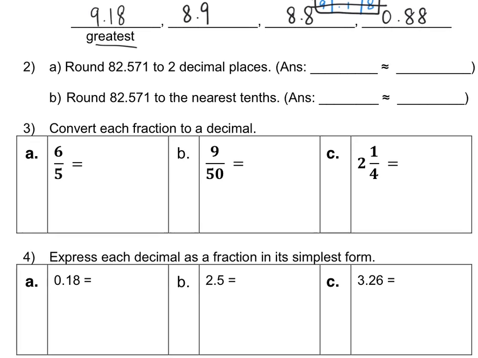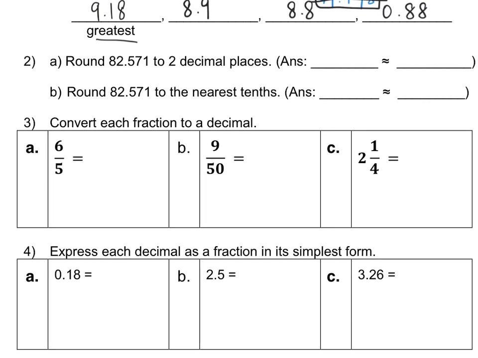Now we go on to question number 2, which is on rounding decimals. Round 82.571 to 2 decimal places. Okay, so step 1, find your number at the second decimal place. So 5 is the first, 7 is the second decimal place. So find your number, look right next door. 4 or less, just ignore.